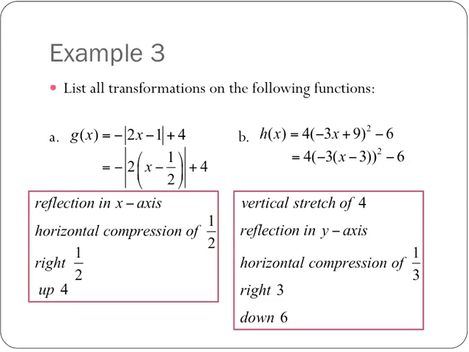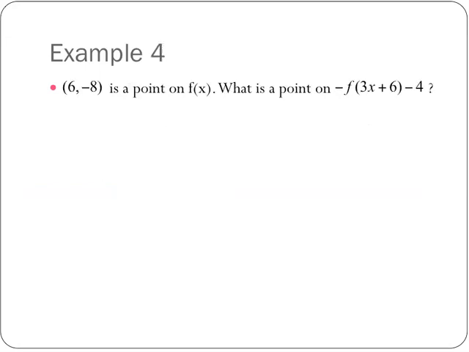Now let's take a look at an example where you have a point and you want to know where that point ends up on the transformed function. So we have 6, negative 8 is a point on f of x. What is a point on negative f of 3x plus 6 minus 4? Okay, so we want to take this one step at a time, look at all the different transformations, and apply that to this point. Now you'll notice here that inside of the function 3x plus 6, that's not yet factored. So let's do that first. So this becomes negative f of 3 times, parentheses, x plus 2 minus 4.